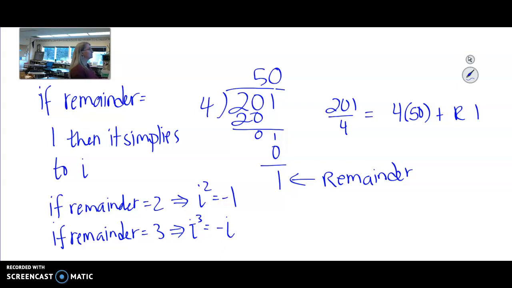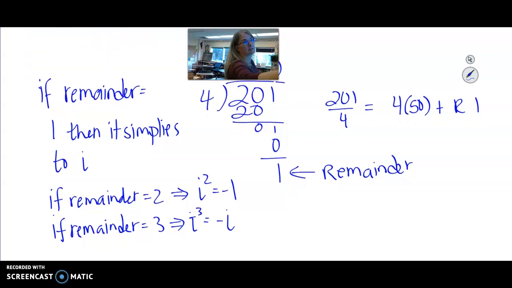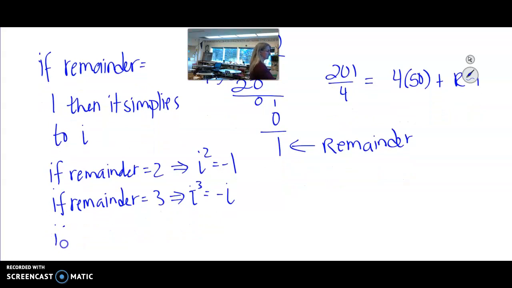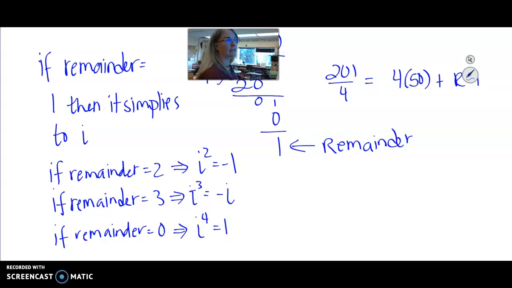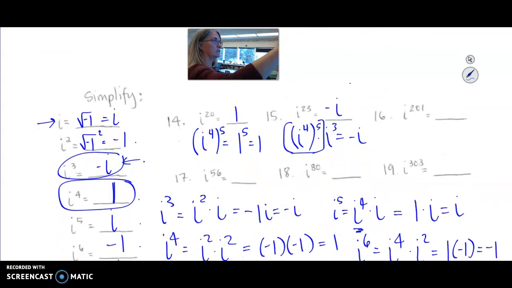And if you had no remainder, so let me go back up here. If the remainder is 0, because those are the only possible remainders you can have when you're dividing by 4, it's either a remainder of 1, 2, 3, or no remainder. What that means is that it's i to the 4th, which is 1. All right, so going back here, this is the shortcut. So when you divided 201 by 4, our remainder was 1, so this is equivalent to i.